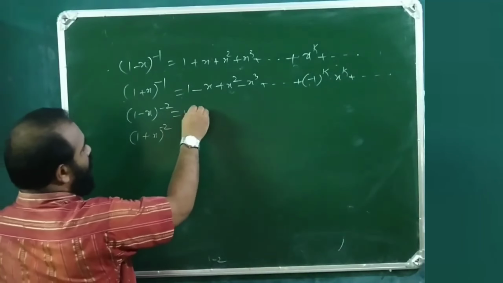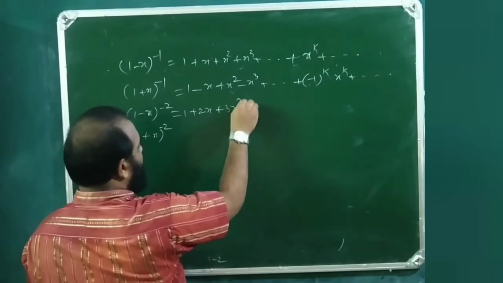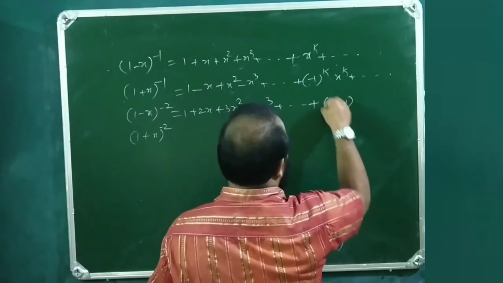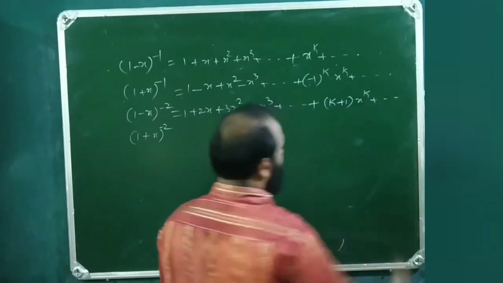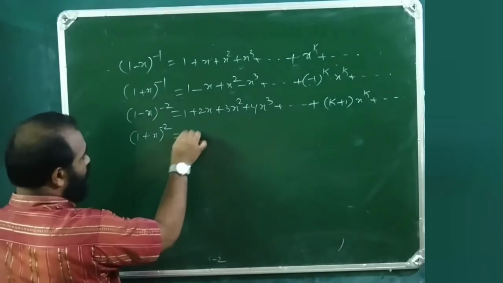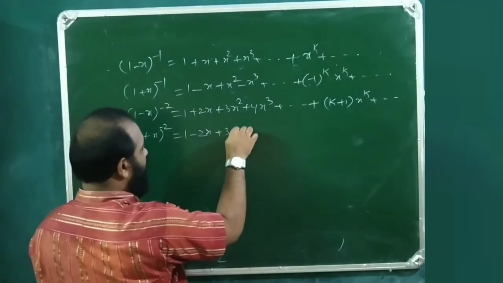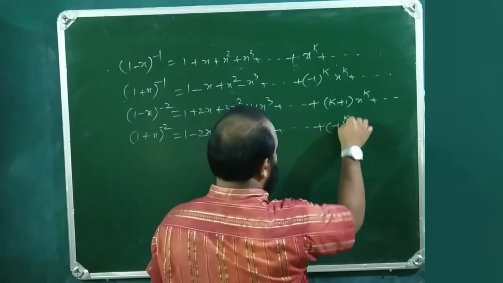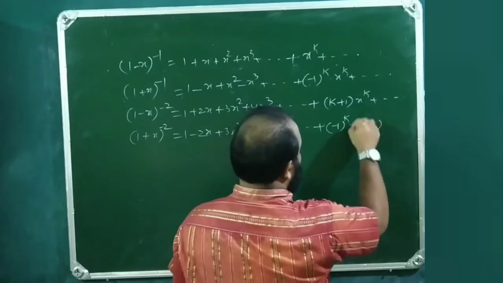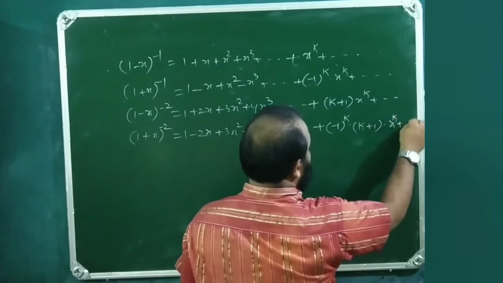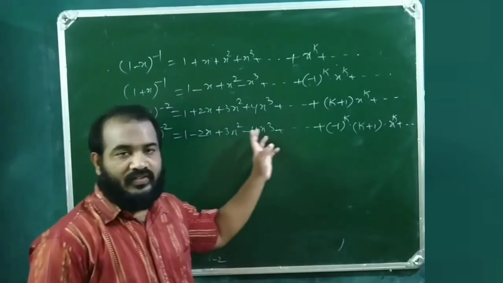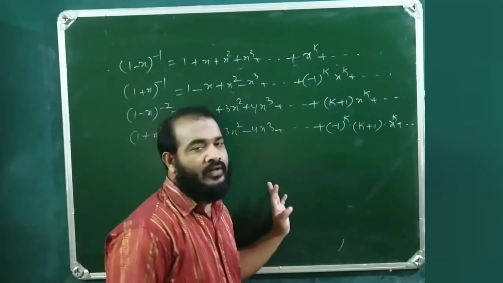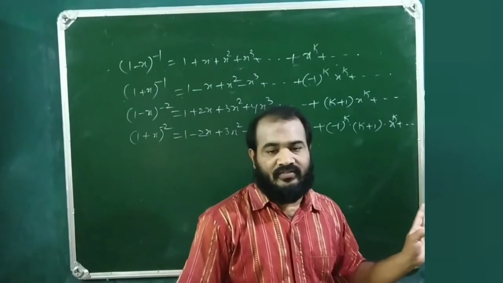So this is 1 plus 2x plus 3x square plus 4x cube plus etc., plus k plus 1 into x power k, and so on. And this is equal to 1 minus 2x plus 3x square minus 4x cube plus etc., plus minus 1 whole power k into k plus 1 into x power k, etc. So these are the power series expansions. With the help of this, we will solve the last exercise.